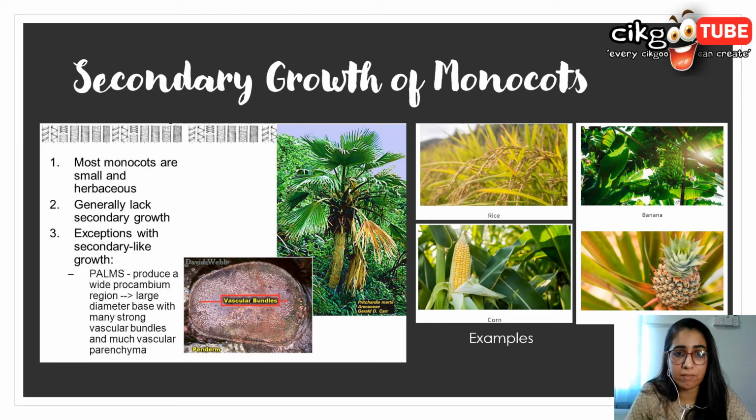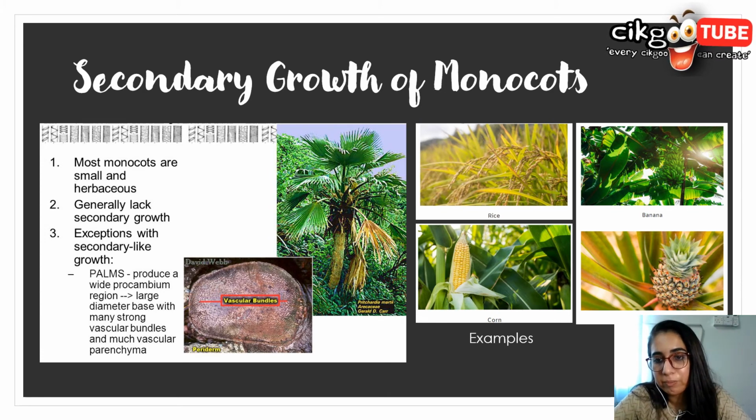For example, we have here the coconut trees, rice, banana, pineapples, and corn plants. So these are some of the examples of monocots. Usually they don't undergo secondary growth except for a few.